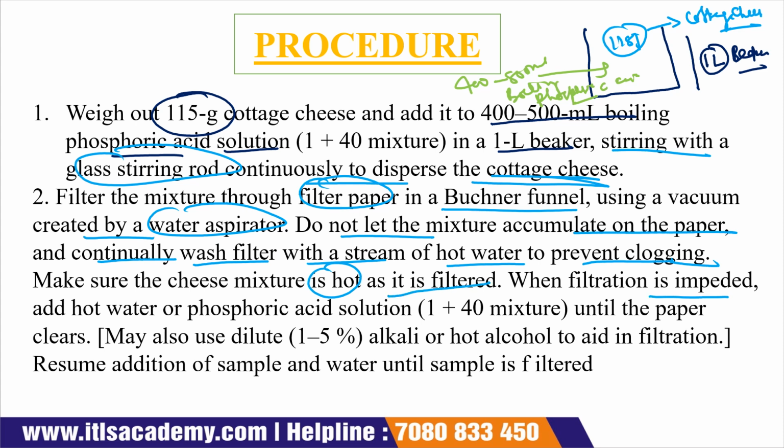Then after filtration, we again add hot water or phosphoric acid solution until the paper is clear. We may also use 1 to 5% alkali or hot alcohol in the filtration, and then we resume the addition of sample and water until the sample is filtered.